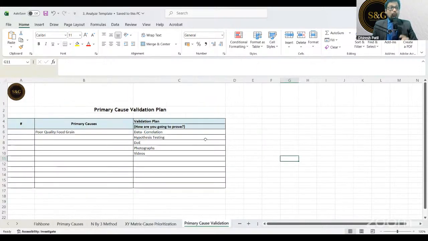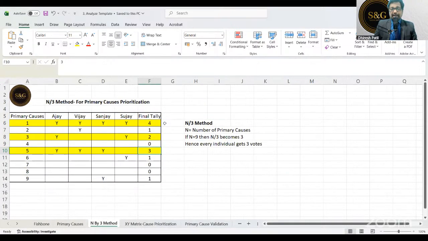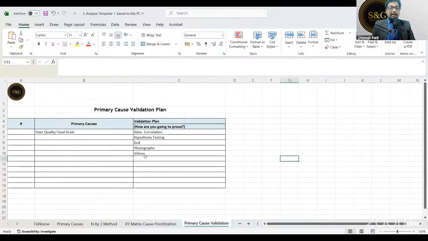Then comes, once we have listed, let's say after n by 3, these are, let's say, 3 causes we have identified. I'm just giving you an example. Or out of 30 causes we have identified, let's say 10 causes. Then we go for validation of those causes. For validation we have hypothesis testing, regression, DOE, and a lot of things we can do. And once the validation happens, that means the causes are real, true causes, only then we'll go for the why analysis. Understand this?